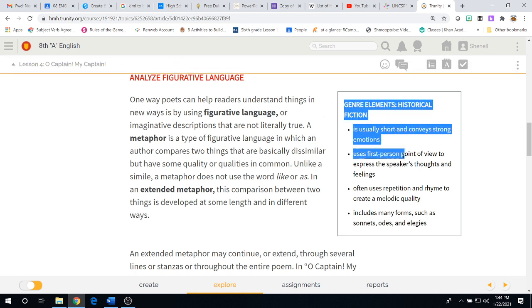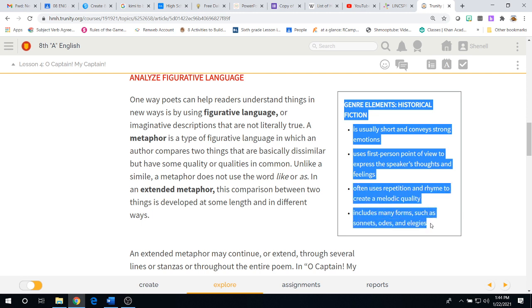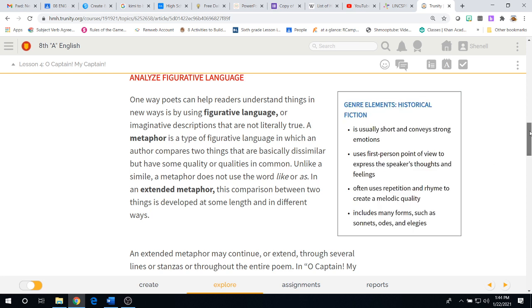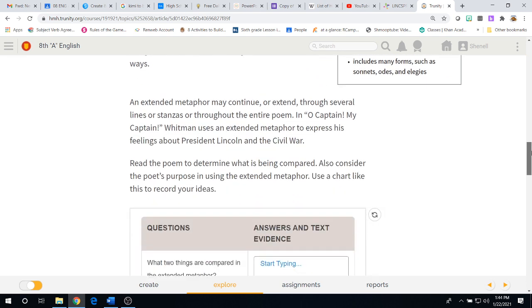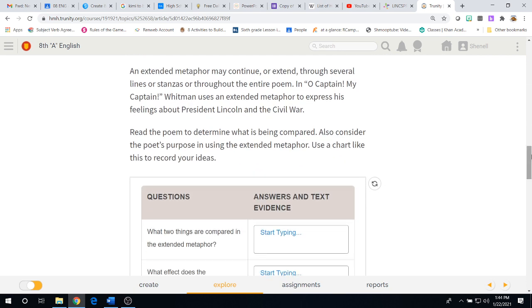So let's take into consideration some general genre elements for poetry. It's usually short and conveys strong emotions. It uses first person point of view to express the speaker's thoughts and feelings. It often uses repetition and rhyme to create a melodic quality. And it includes many forms such as sonnets, odes, and elegies. An extended metaphor may continue through several lines or stanzas or throughout the entire poem.